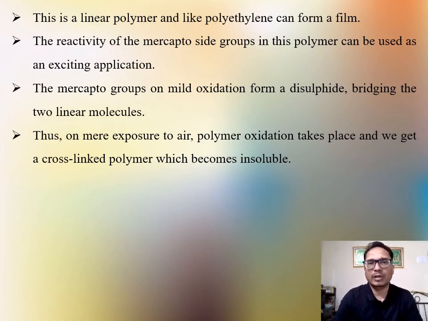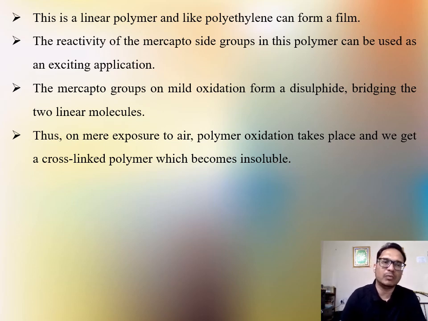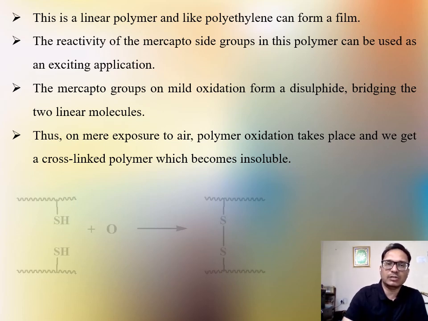This newly formed polymer is a linear polymer, and like polyethylene, it can form a film and is water insoluble. The reactivity of the side mercapto, that is SH group, in this polymer can be used as an exciting application. The mercapto groups on mild oxidation form a disulfide bridging the two linear molecules. Thus, on exposure to air, the polymer undergoes oxidation and we get a cross-linked polymer which becomes insoluble.